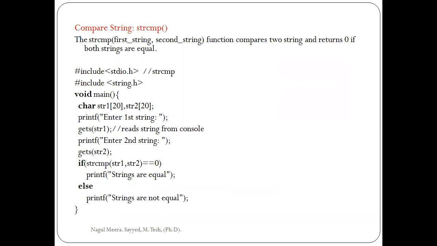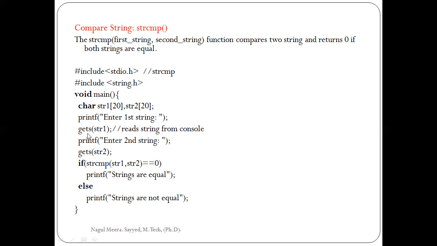Now coming to our example. This is my header file, stdio.h. This is my string header file, string.h. This is my main function. In that, char str1[20], str2[20]. Here two strings are defined, str1 and str2, and each can store 20 characters. Now printf "Enter first string". This is only for the message.